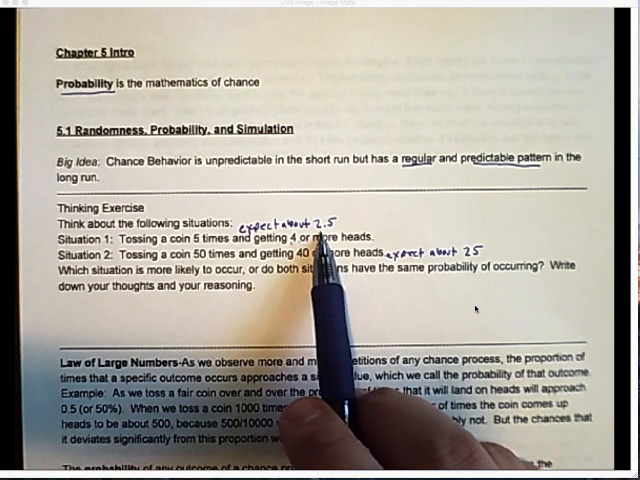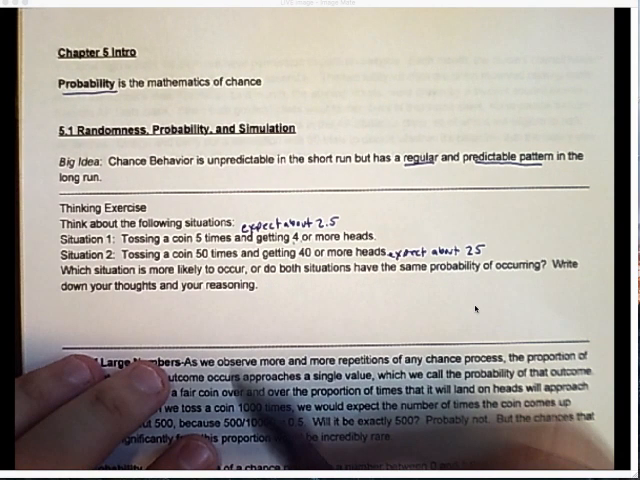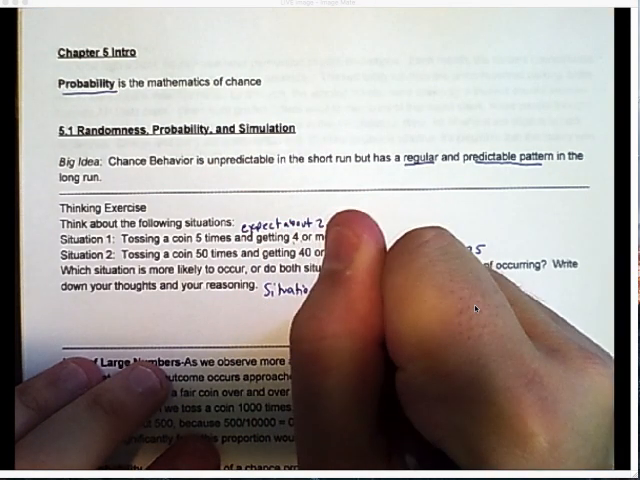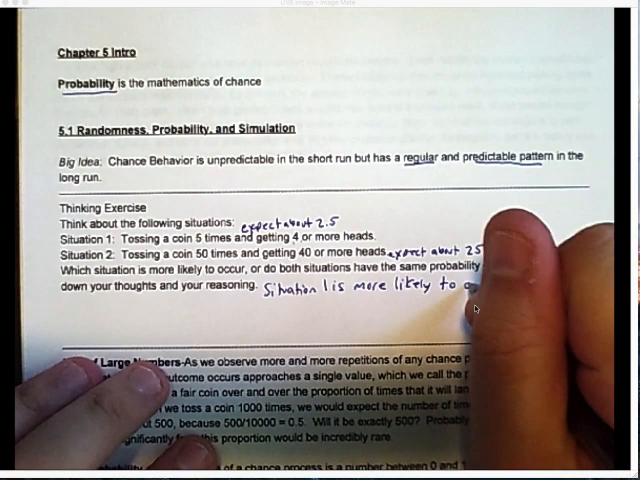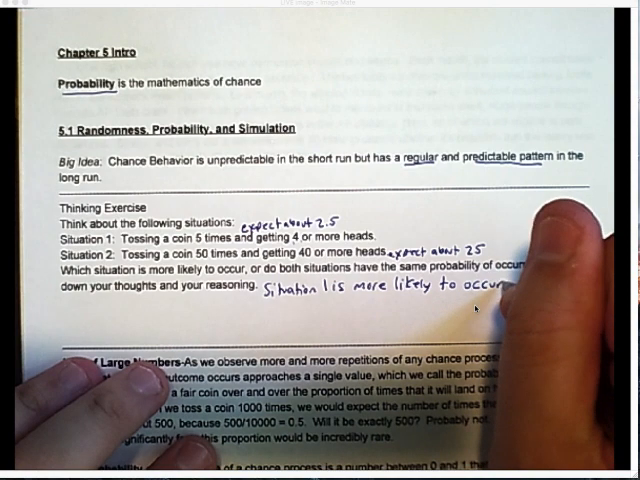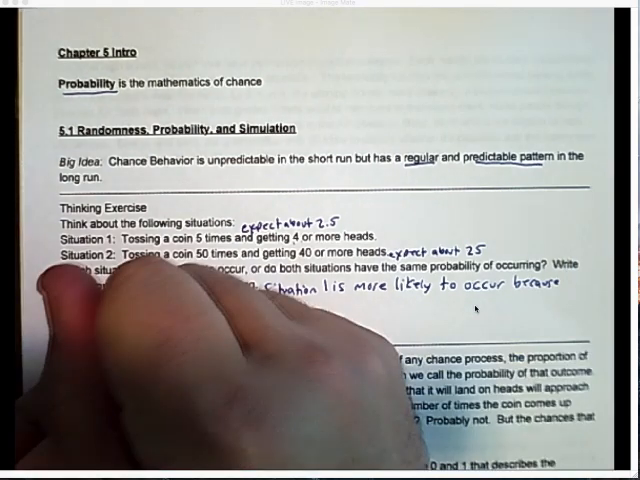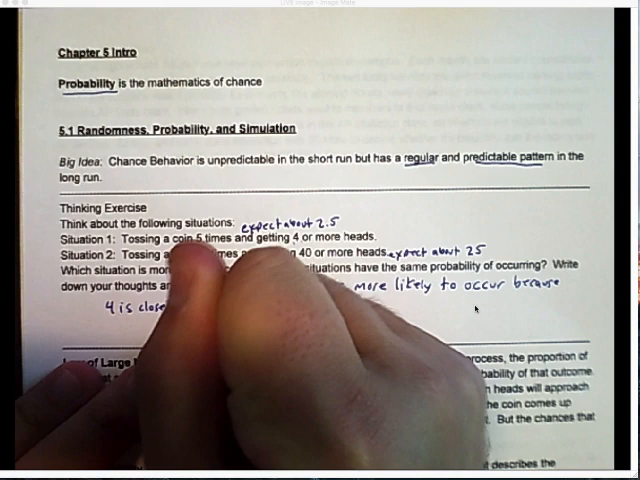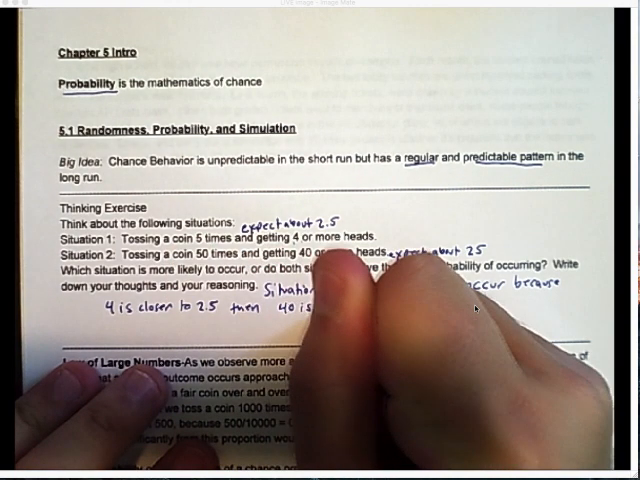So which situation is more likely to occur? Situation 1 is more likely to occur, because 4 is closer to 2.5 than 40 is to 25.